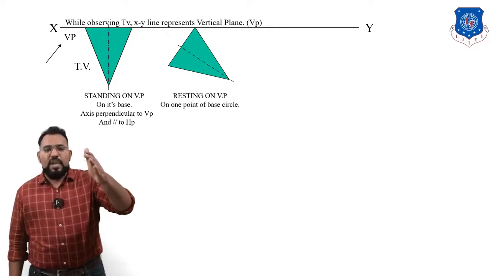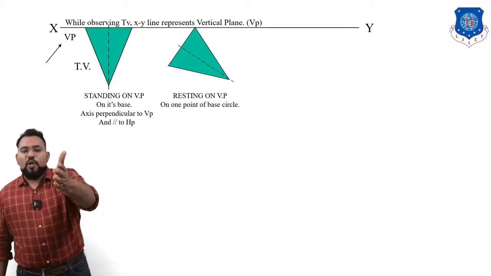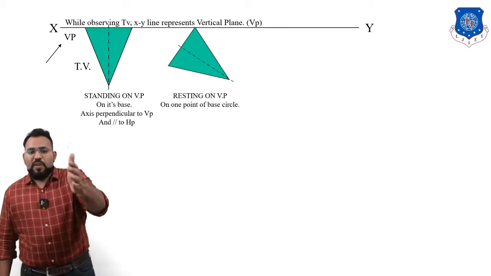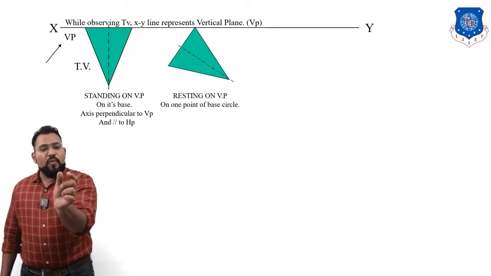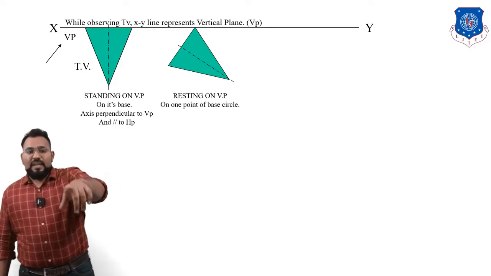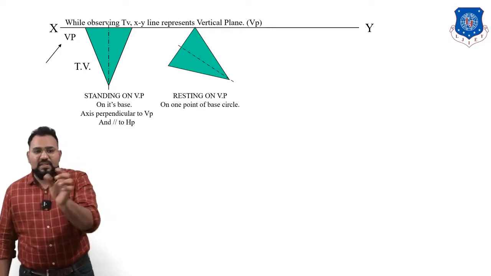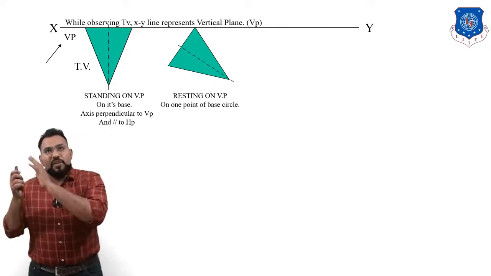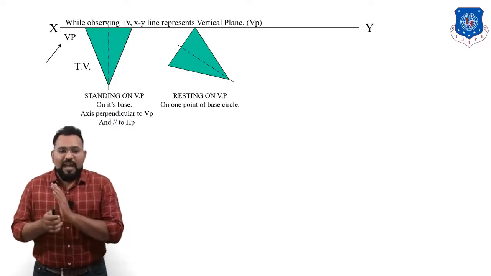It is resting on VP on one of the points of the base circle. Let's say this solid is a cone. Can you read this phrase: resting on VP on one point of the base circle. You can see that one of the points of the base circle is on VP. This is how you have to draw things. Just read this sentence, hide the figure and visualize what kind of geometry comes to your mind, and then look over here. The better your visualization, the better you can solve the example.